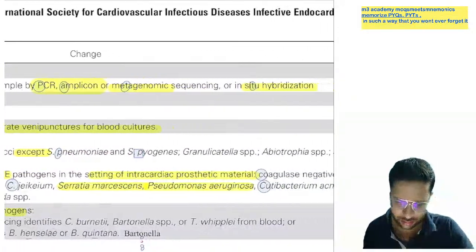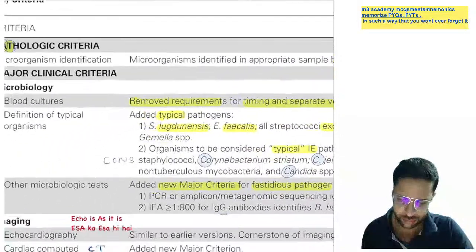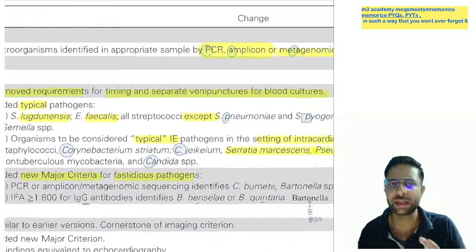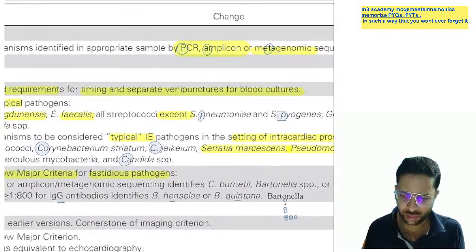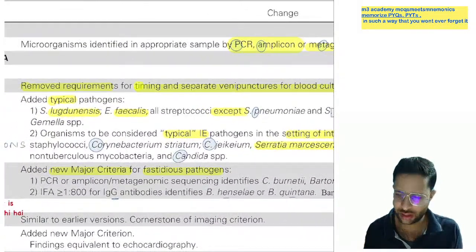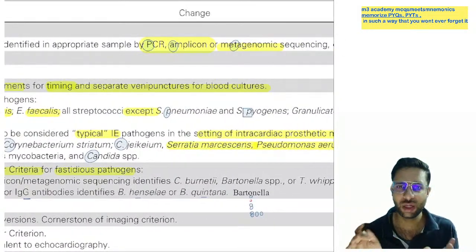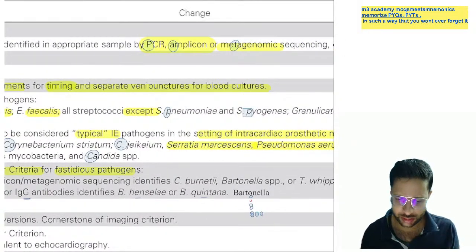In situ hybridization. In the blood culture, we removed the requirement for timing and separate venipuncture for the blood culture. So please remember this. If the examiner asks about the update, you don't choose those old options, the old criteria options.